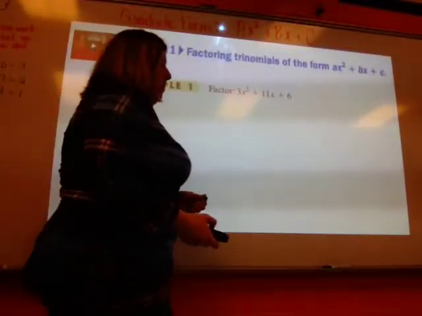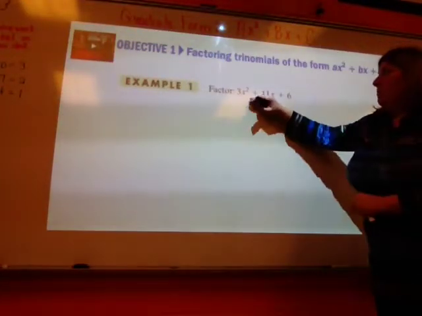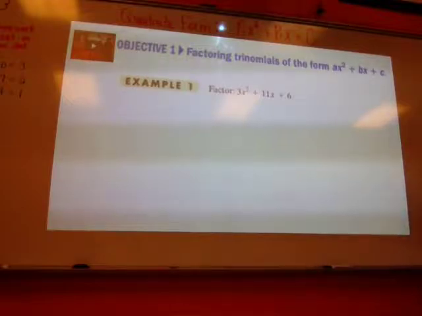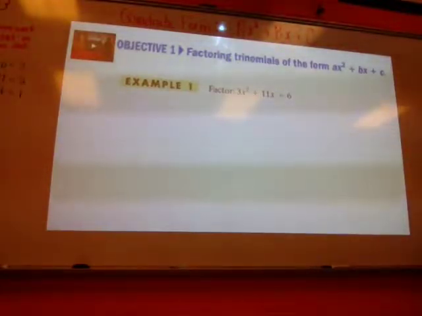All right, so here we go. You ready? Write this problem down. We're going to factor it. Write it down. Remember, we're trying to get it back into the form of two binomials.